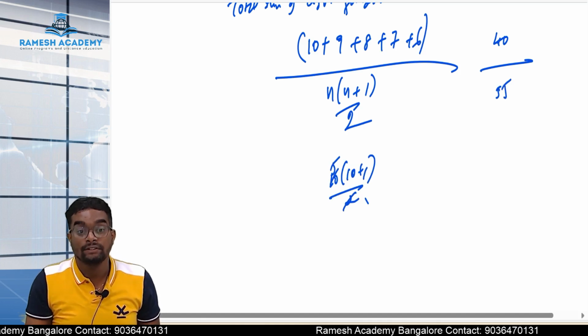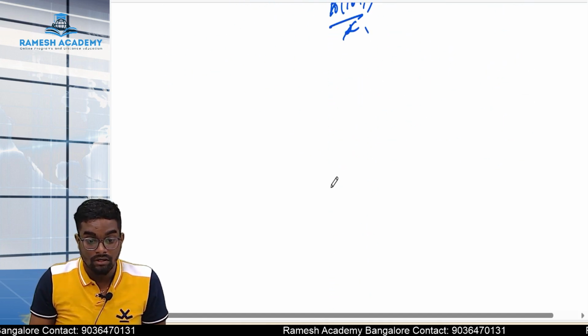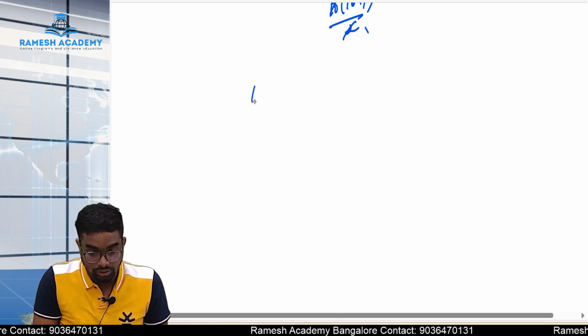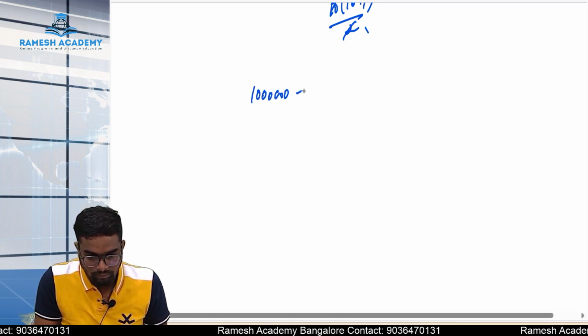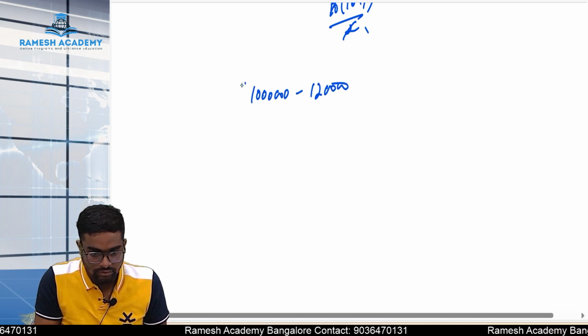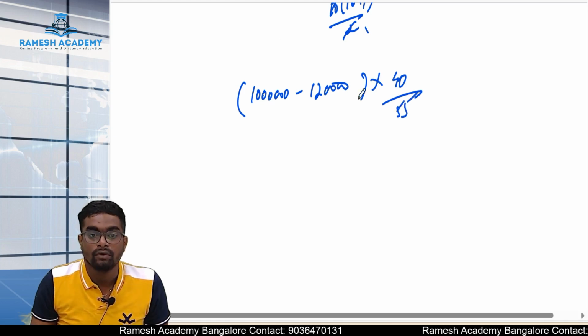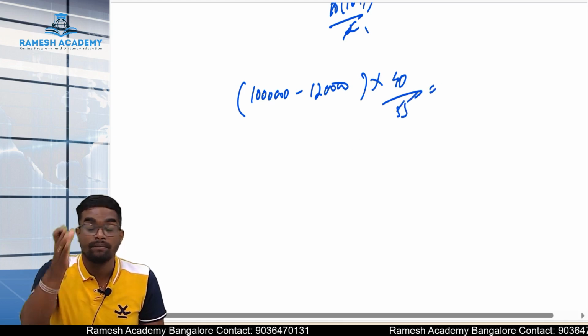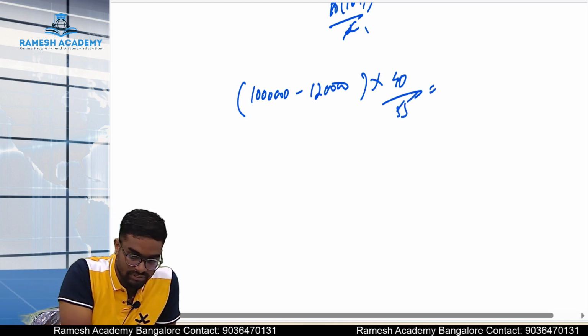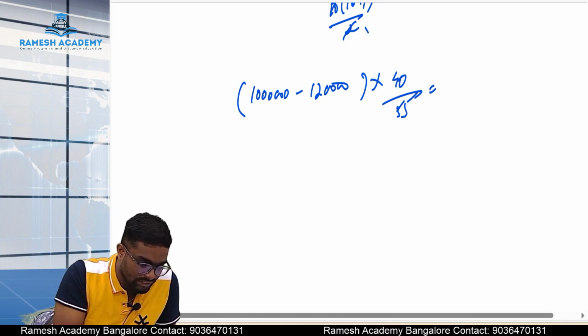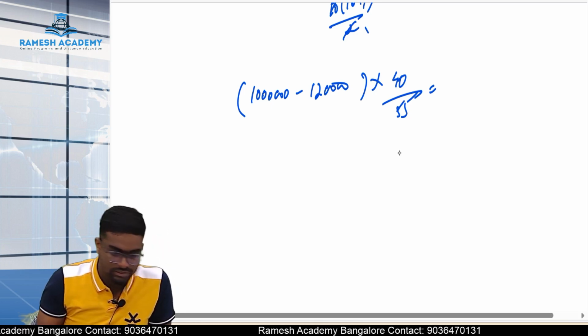So the depreciation will be how much? It will be 10 lakh minus 1,20,000 into 40 divided by 55. Okay, this is the amount of depreciation from 17 to 21. So it will be 8,80,000 into 40 divided by 55, which is 6,40,000.